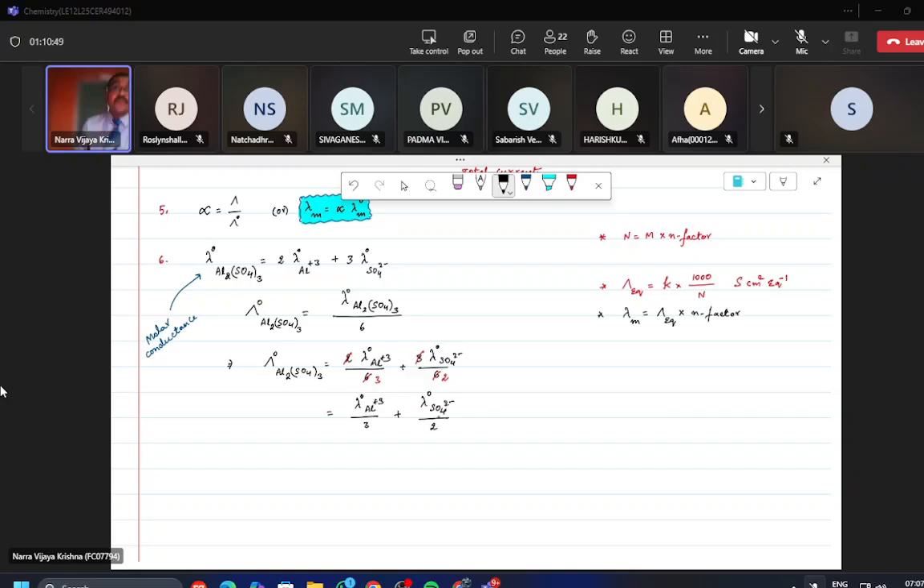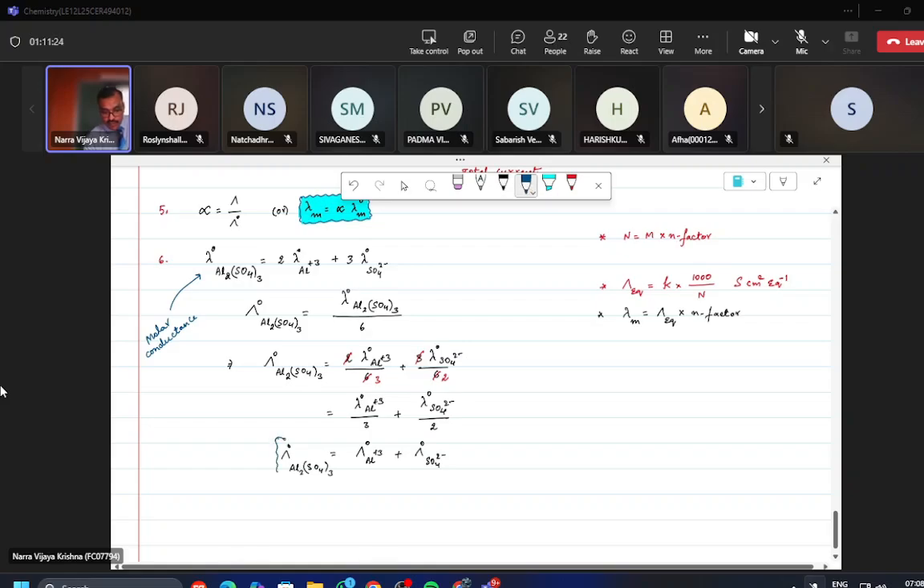Any questions in this? Can I say this 3 is the n factor of Al3+ and this 2 is the n factor of SO4 2-? Correct? So lambda by n factor can be written as equivalent conductance of Al3+ plus equivalent conductance of SO4 2- is equal to equivalent conductance of Al2(SO4)3.